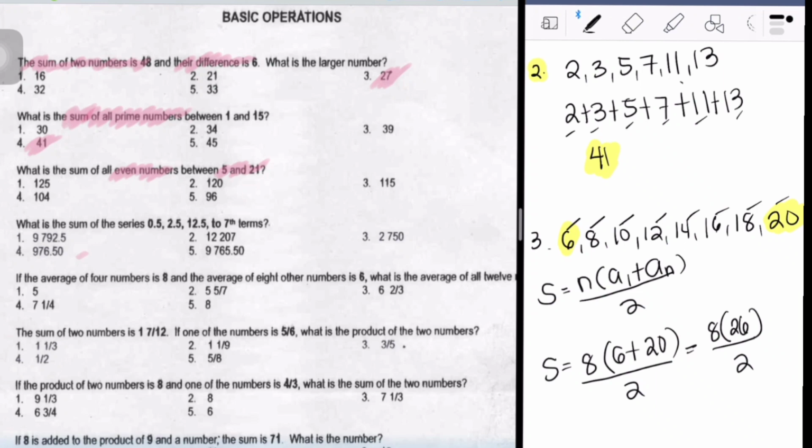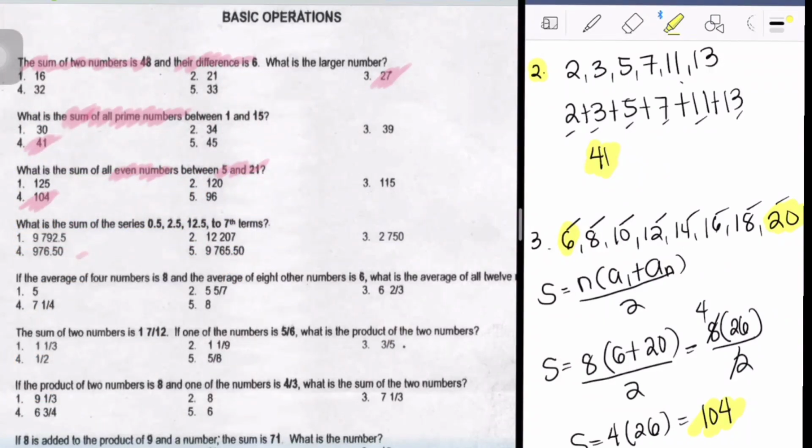Then to simplify again this equation, pwede nyong i-divide yung 8 by 2, so that is equal to 4. Okay? Now, so S now is equal to 4 multiplied to 26. And 4 times 26, that is equal to 104. So yan po yung sagot natin. So here, the answer for question number 3 is equal to 104. Okay? So yun po yung sagot natin dito.